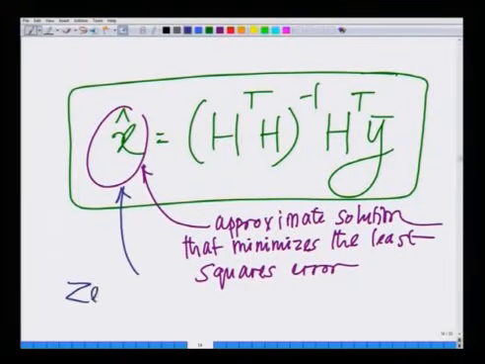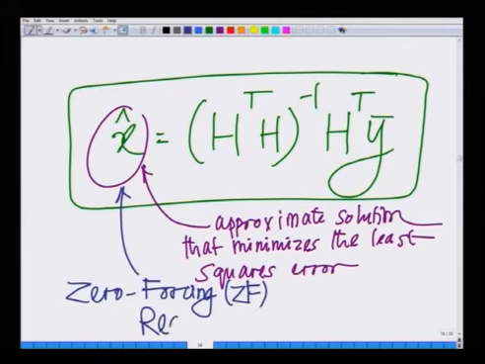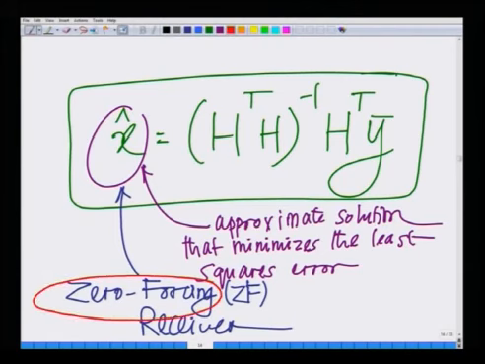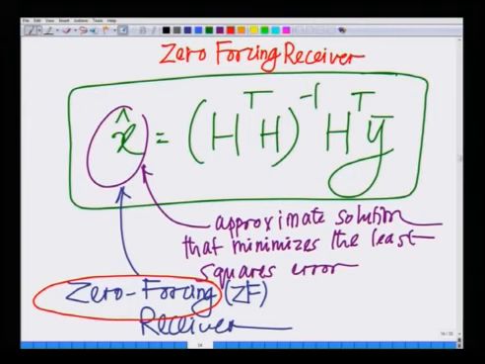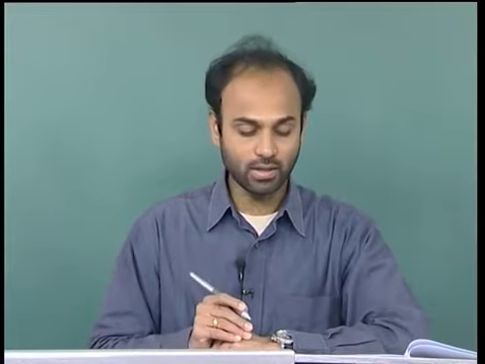This is known as the zero forcing receiver, abbreviated as ZF. Let me write it as the title. This is known as the zero forcing receiver, all right, which is x hat equals H transpose H inverse H transpose y, which minimizes the least squares error.